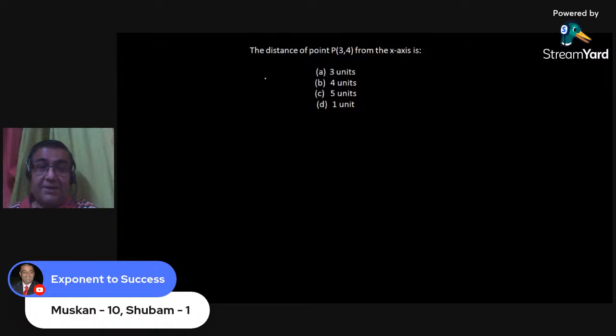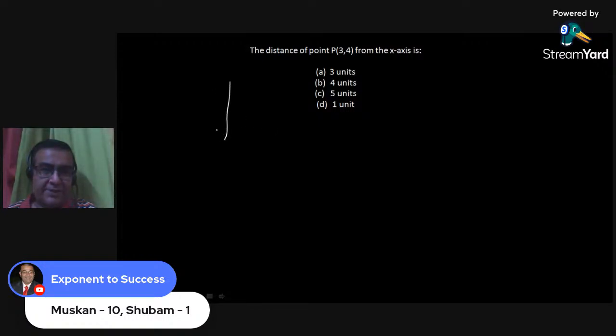Okay. The distance of point P (3, 4) from the x-axis. This is very very simple. If I don't get the correct answer within 5 seconds, I am not considering giving the points. 5 seconds. Come on, waiting for the correct answer.